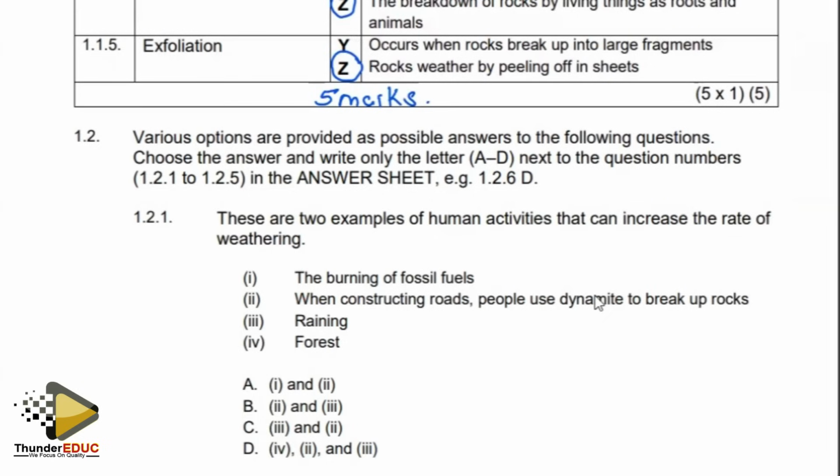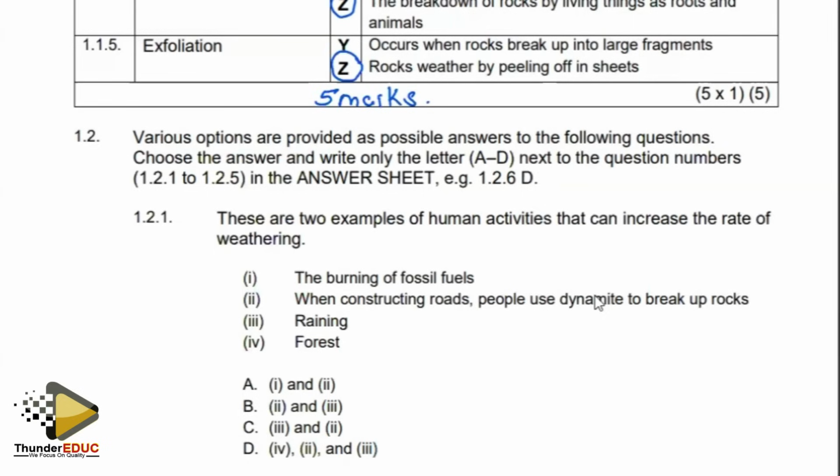Question 1.2.1. Here various options are provided as possible answers to the following questions. You're going to choose the answer and write only the letter A to D next to the question numbers 1.2.1 to 1.2.5 in the answer sheet given. For example, 1.2.6 is D. Let's see 1.2.1.